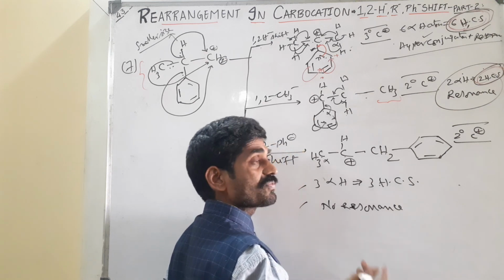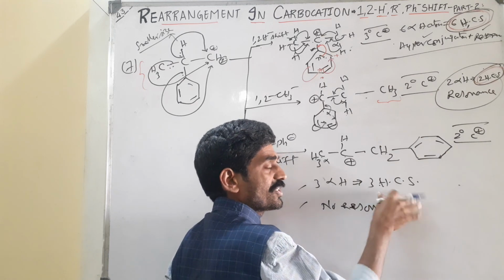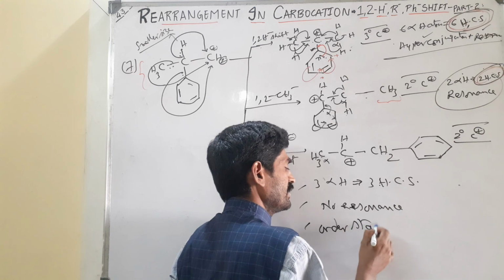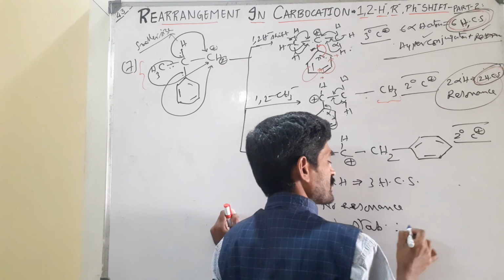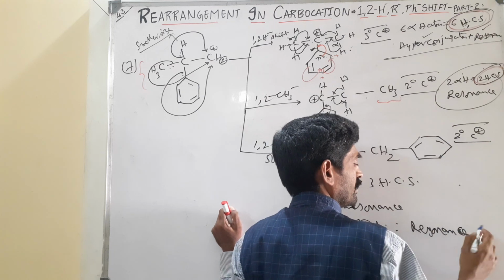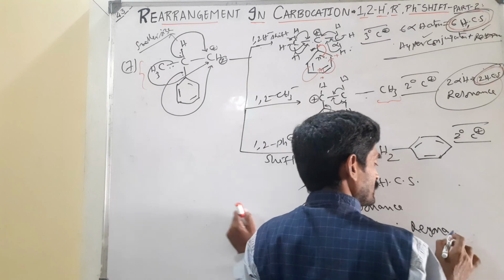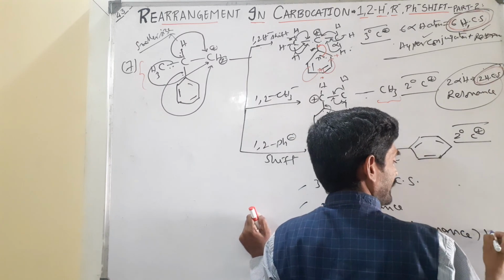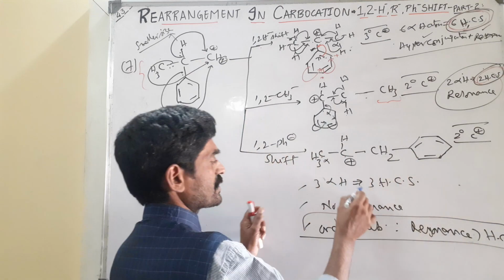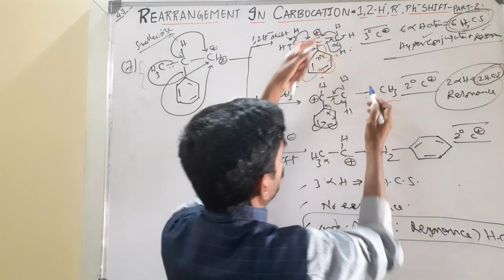As you know, in the order of stability, a resonance-stabilized carbocation is more stable than one with only hyperconjugation. So the resonance-stabilized one comes first, and then hyperconjugation. Here there is no resonance, so compare this one, it is more stable.